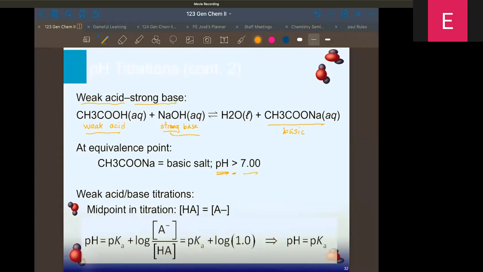Can you use phenolphthalein? It depends on where the pH is. Yes, if it's between 7 and 8, phenolphthalein will still work, because when you get to 8, you're going to start seeing the pink color. If it goes beyond, then you have to use a different indicator.